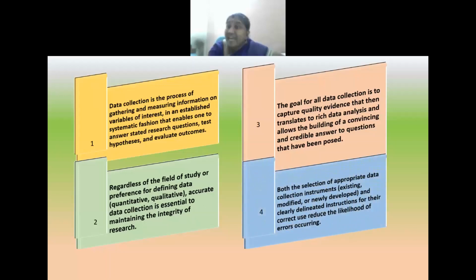And both the selection of appropriate data collection instruments and clearly delineated instructions for their correct use reduce the likelihood of errors occurring. Even in science, they do experiments, right? There it is experiments every day, maybe 1 year, really they will do experiments, quantify all the data, and finally they give a conclusion. But in legal research, we cannot do experiments in the lab. So the statutes, the legislations, the case laws, the interpretations given by judges, or the observations which you made should give you the correct conclusion which you are giving. So there must be some proper justification in the conclusion which you are giving.